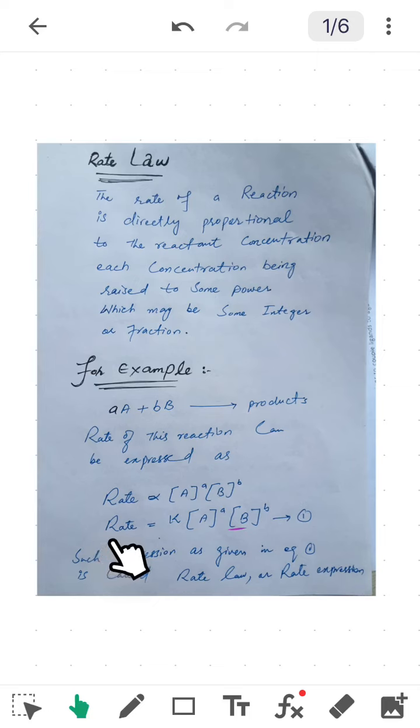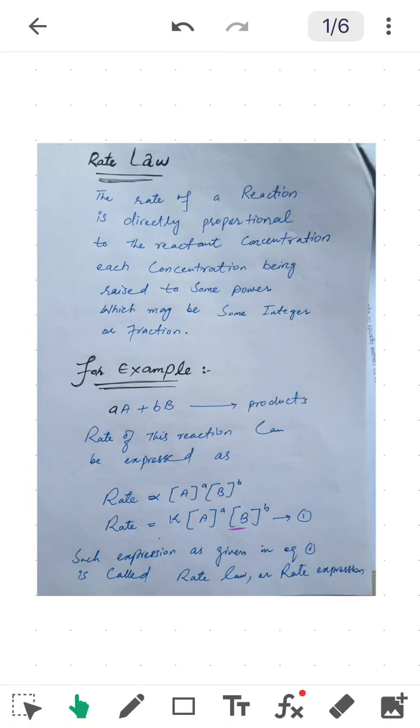So if we remove the proportionality, rate is equal to K times the concentration of A to the power a, concentration of B to the power b. This is our equation 1. Such an expression is given in equation 1. This expression is called the rate law, and we also call it the rate expression.